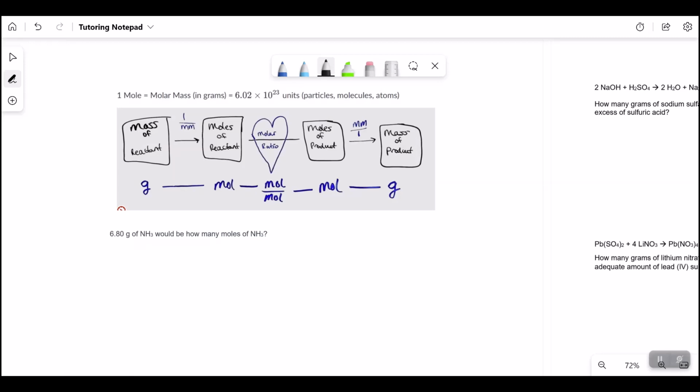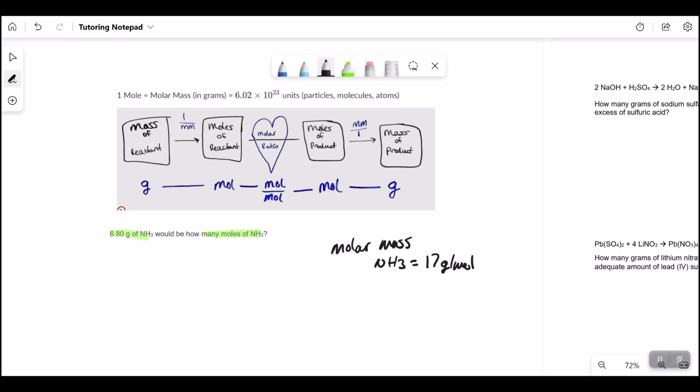So, for example, if we look at the first one, we're given 6.8 grams of NH3. How many moles of NH3 is that? We can use the conversions between molar mass and moles to get to that point. If we look at the molar mass of NH3, we should get 17 grams per mole. So this is what we're going to be starting with, and this is where we're going to be ending.